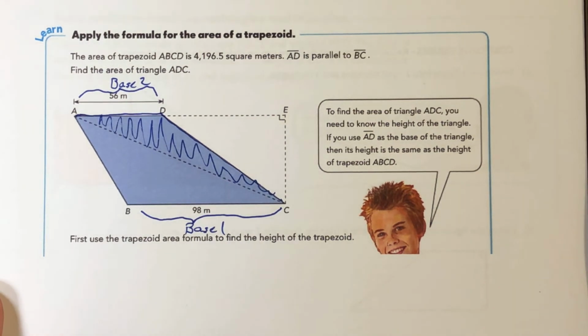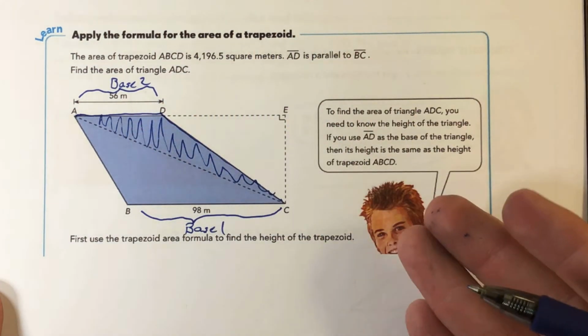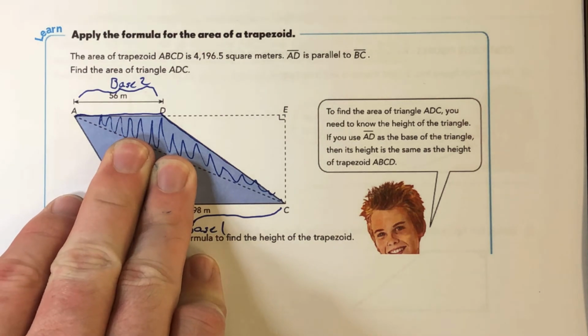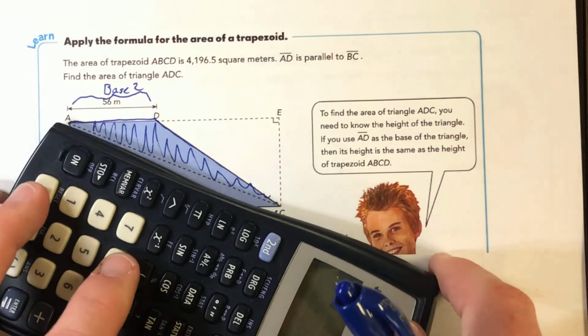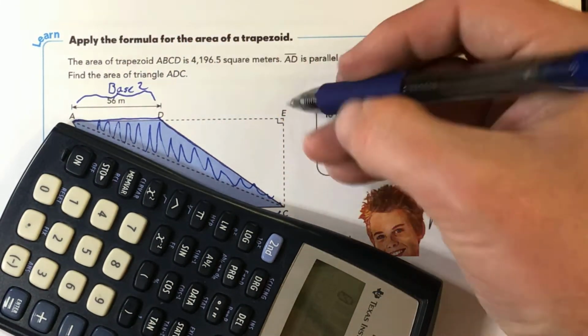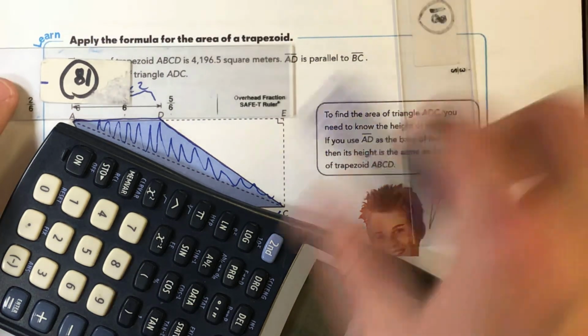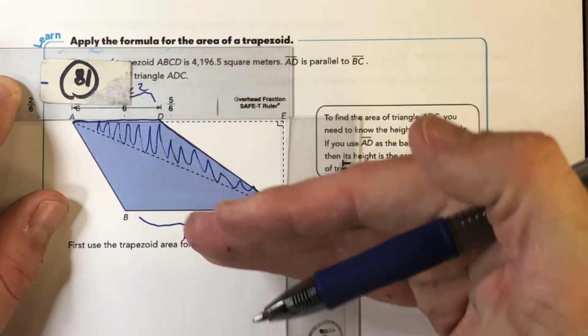So what do I do if I want the area of this triangle? Well, I would need a formula, right? Formula for triangles is A equals 1/2 times base times height. So, do I know the base of this triangle? Yes, 56. Do I know the height? No, I do not.